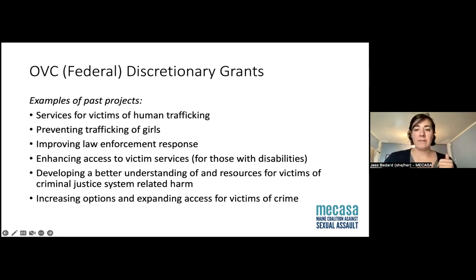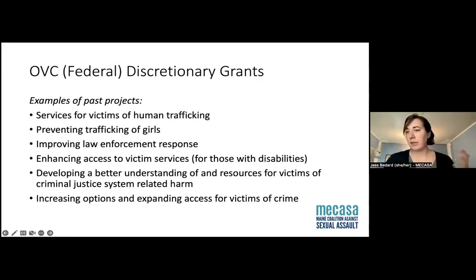developing a better understanding of and resources for victims of criminal justice system related harm, increasing options and expanding access for victims of crime. They certainly seem to have a broader scope than perhaps the OVW funding sources in terms of rightness of fit for your agencies, our agencies to apply, but could be worth looking at. And I suppose we really need to check it out more to figure out how many of these types of solicitations that might be available would be a good fit for sexual assault programming.